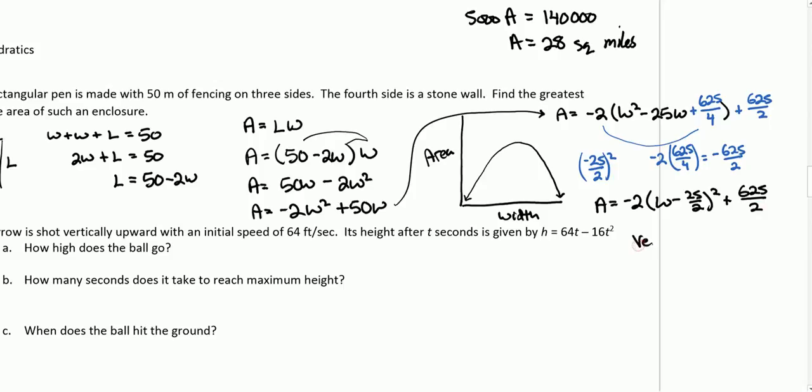So our vertex is 25 over 2 comma 625 over 2. The first number stands for our width, the second number stands for our maximum area given that width. So it said find the greatest area: 625 over 2, which we can write as a decimal, 312.5 square meters.